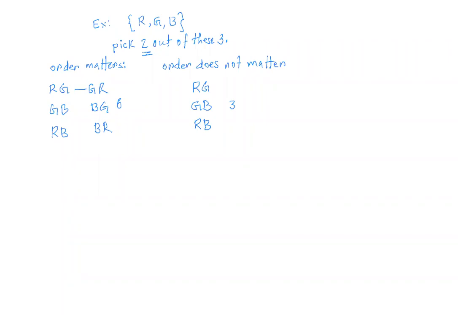Now, when you are arranging items in a certain way, or picking a certain number of items from a set of distinct items, if order matters, what you are doing is called permutation. You are permuting the items. On the other hand, if the order does not matter, you are doing combination. So it is permutation versus combination.